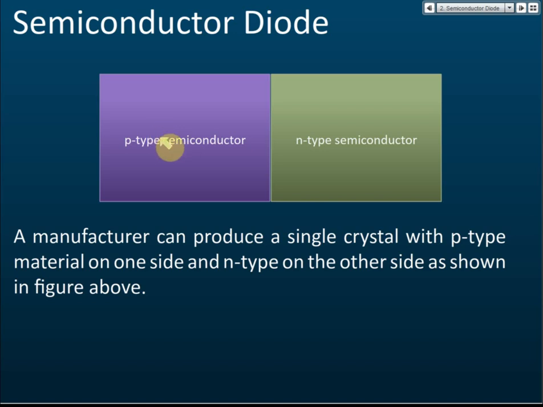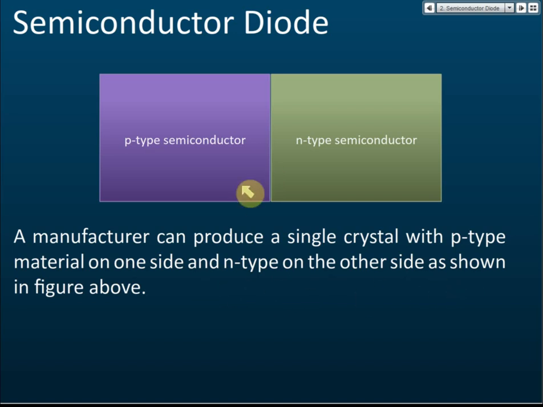So inside P-type semiconductor, the majority charge carrier is the holes and the minority charge carrier is the free electrons. And in the N-type semiconductor, the majority charge carrier is the free electrons and the minority charge carrier is the holes. A manufacturer can produce a single crystal with P-type materials on one side and N-type on the other side, as shown in the figure above.